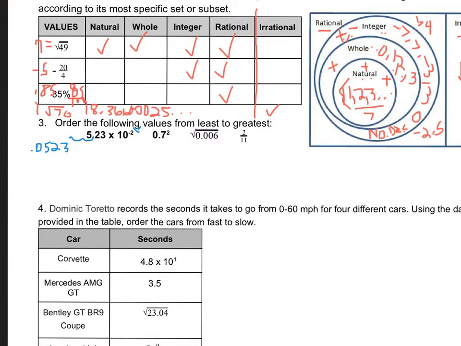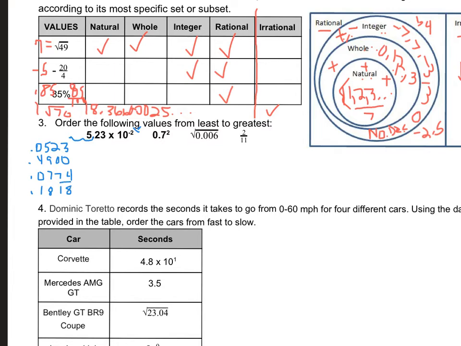Then I have 0.7 squared, the second power. And when I type that into my calculator, I get 0.4900. Then I type in the square root of 0.006. And that's going to give you a number that looks like this, 0.0774. Then you can type in 2 divided by 11, and that's going to give you this repeating decimal that just goes on and on and on, 18, 18, 18, 18.